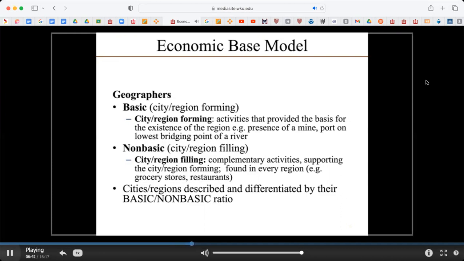Non-basic are those activities in a region that are complementary. This would include things like grocery stores, restaurants, but also things like law firms, accounting agencies. And those types of jobs, those types of economic activities are really contingent upon having some basic activities or city forming activities in a region. And so we'll differentiate, from a geographer standpoint, the basic and the non-basic, and what the ratio of that is.